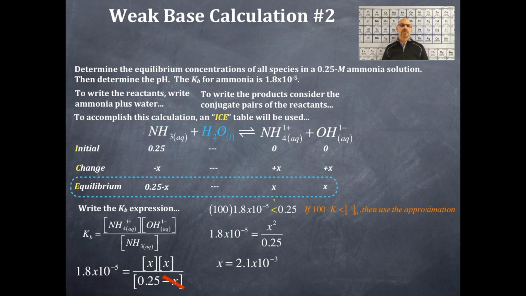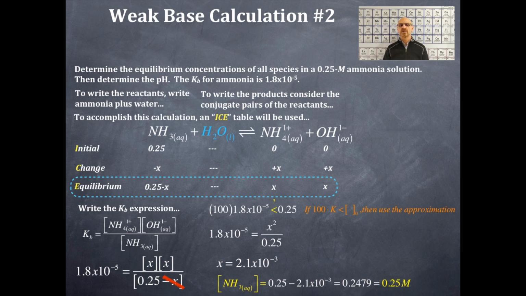So now we're going to look at the equilibrium set of data, where I have that blue dashed line, and I'm going to solve for the ammonia concentration, the ammonium ion concentration, and the hydroxide ion concentration. And then after that, I'm going to work on the pH. So for the ammonia concentration, it is 0.25 minus x. X is 2.1 times 10 to the negative 3. I'm going to do that subtraction in my calculator.